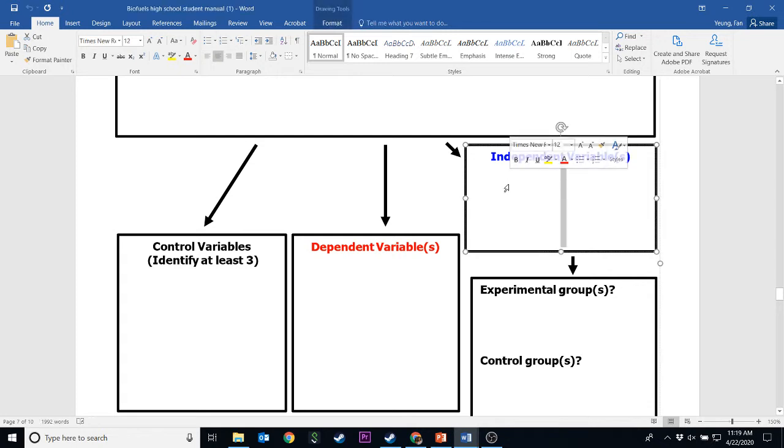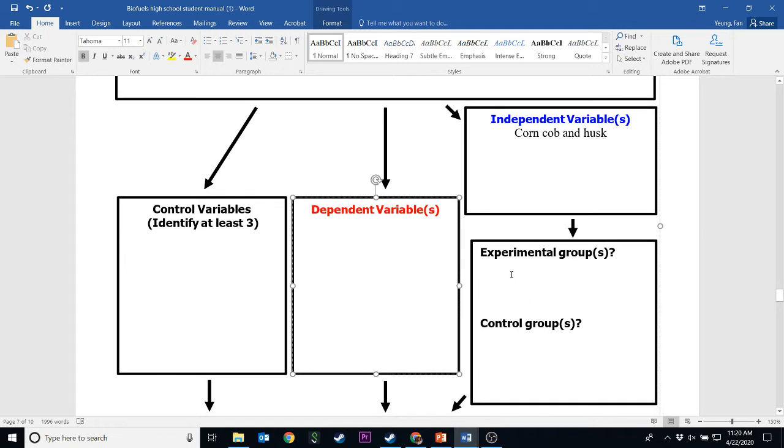For example, in my case, I have corn cob and husk. So my independent will be the 2 different biomass, corn cob and husk, right? So you have this. And then what is your dependent variable? Every group will be the same. It will be your glucose level, your alcohol level, right? This depends on this. So here's your experimental group. You have your biomass plus, in my case, because I pick option 1, it'll be my biomass plus enzymes. Control group will be biomass with no enzymes, right?